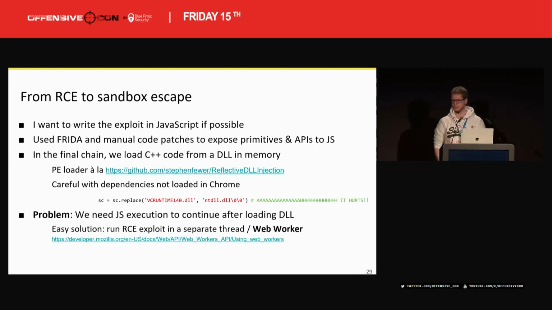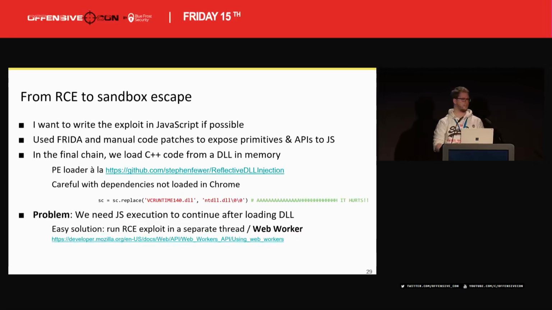So one thing you could do is write the whole exploit in C and somehow manage to compile that C down to shellcode and then run that shellcode in the renderer. I personally like to write most of it in JavaScript if possible. So we did a combination of the two things. We actually loaded C++ code in memory by getting shellcode execution using something called reflective DLL injection, which you can just find the source code for online.